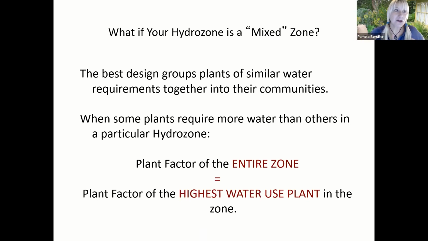And yes, there are going to be some managers that say, hey, I let my moderate plants get stressed. It's okay. I water to the low water. That's fine. That's a management thing. But when you're estimating how much water a landscape is going to require, you go with the higher number in a mixed zone. So the plant factor of the highest water use plant in the zone is what's going to dictate the plant factor for the entire hydrozone.